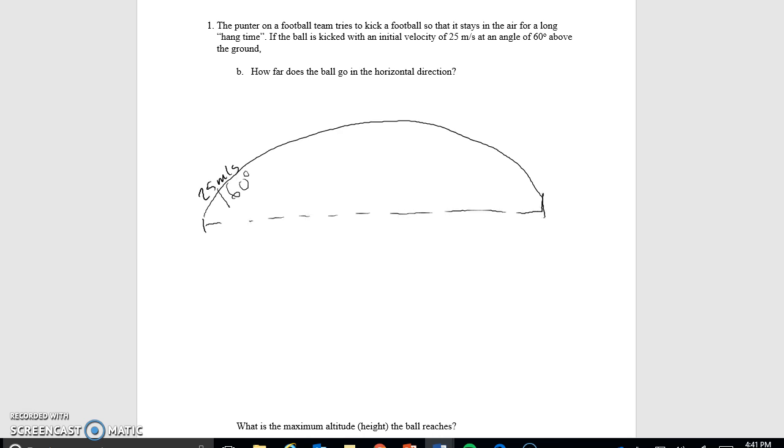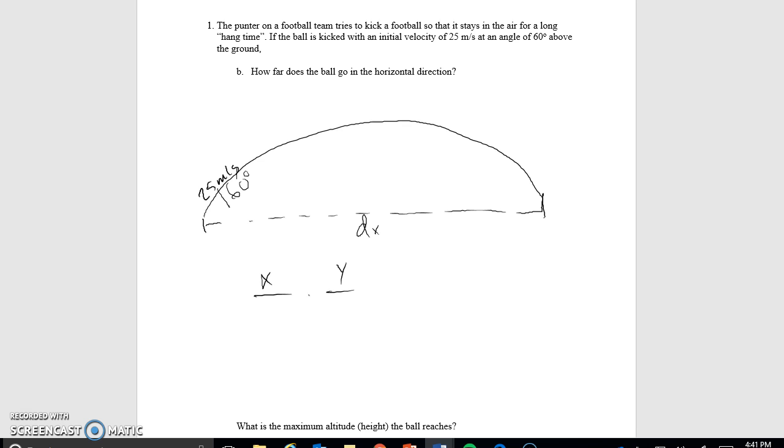What is the range, right? So how far will the ball go in the horizontal direction? So what is dx? What is the distance in the x direction that this ball goes? Now, again, every problem you have to kind of break this down into the x and y components. So what do we know in the x? What do we know in the y?